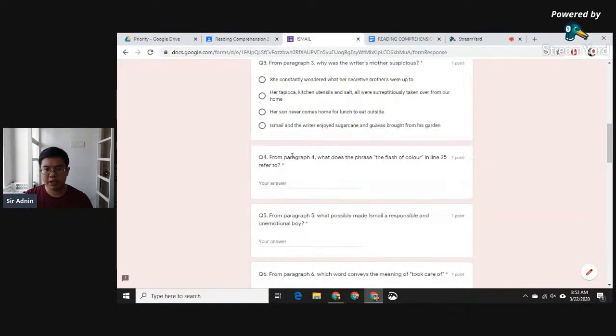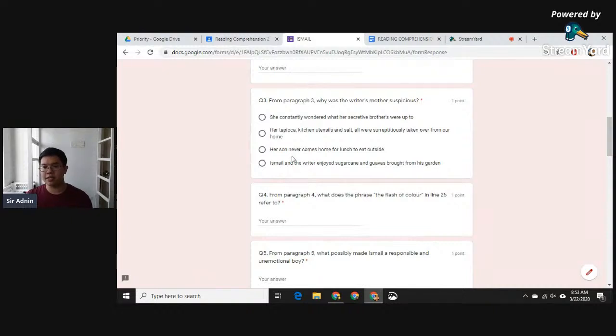Okay, and then question number 3 from paragraph 3. Why was the writer's mother suspicious? So this is a very, I try to alternate between short text answer, jawapan terbuka dengan jawapan objektif. So of course, if this is a real reading comprehension, you will not see all these options here. So why was the mother suspicious?